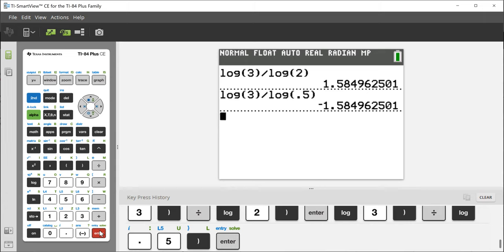Getting rid of the logarithm of the power is not necessarily getting rid of the base, yeah. Right. And you keep the base, okay.